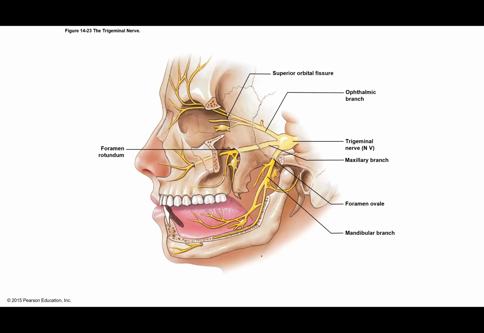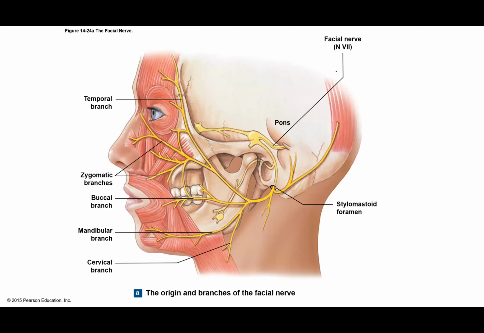So here we can see the trigeminal nerve. So the trigeminal nerve, it starts with one and it has 3 branches. So branch number 1, the mandibular branch, passes through the foramen ovale. The maxillary branch here passes through the foramen rotundum. And then lastly, the ophthalmic branch passes through the superior orbital fissure. So there are a lot of nerves that are passing through the superior orbital fissure. Quite possibly one of the reasons it is so large.